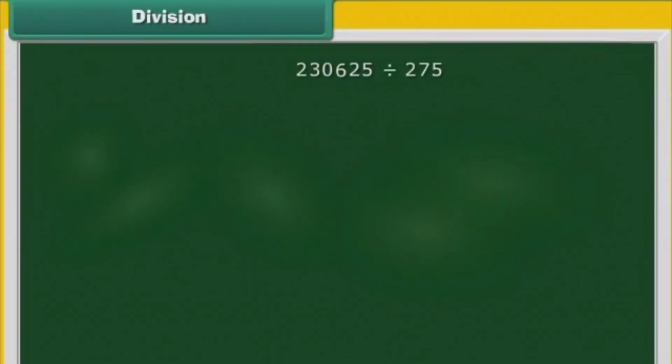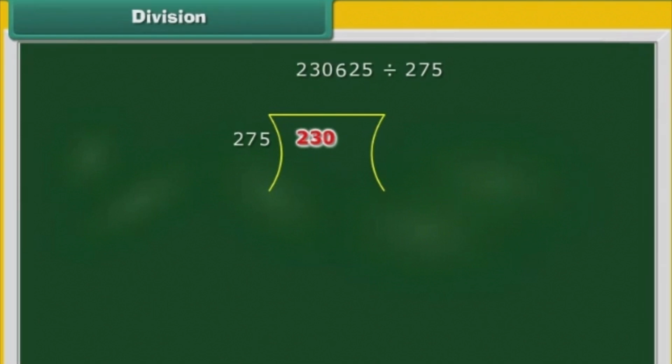Let us now learn to divide 230625 by 275. Write the two numbers down as shown. Take the first three digits of 230625 together. That is 230. 230 is too small to hold 275. Now consider the first four digits together.